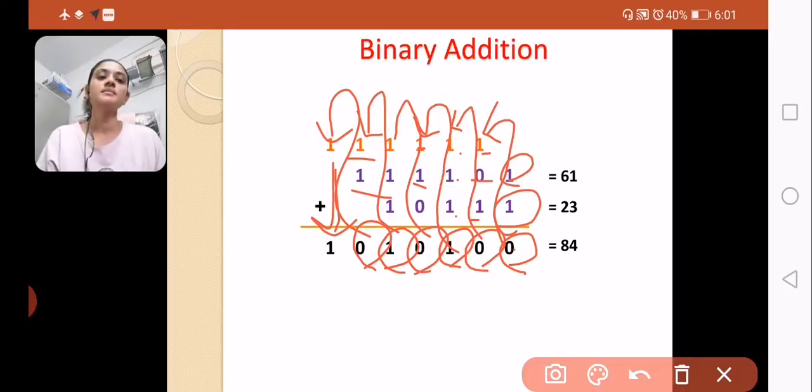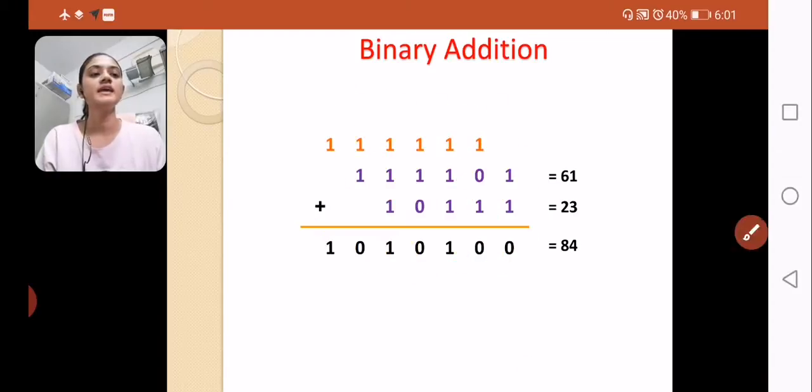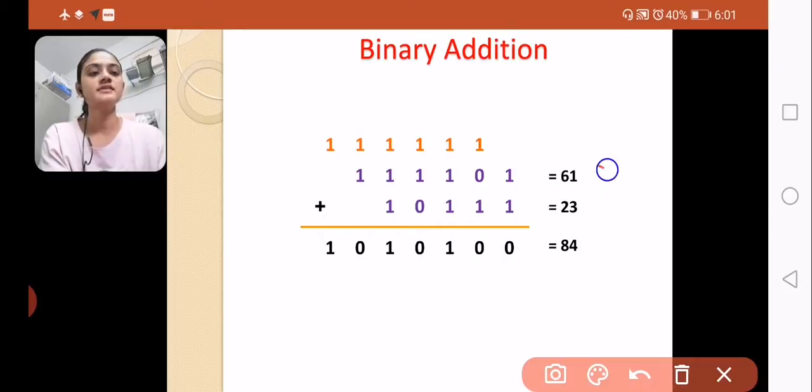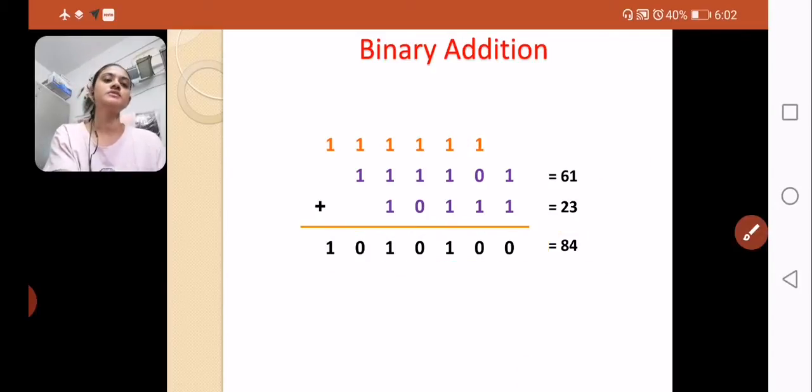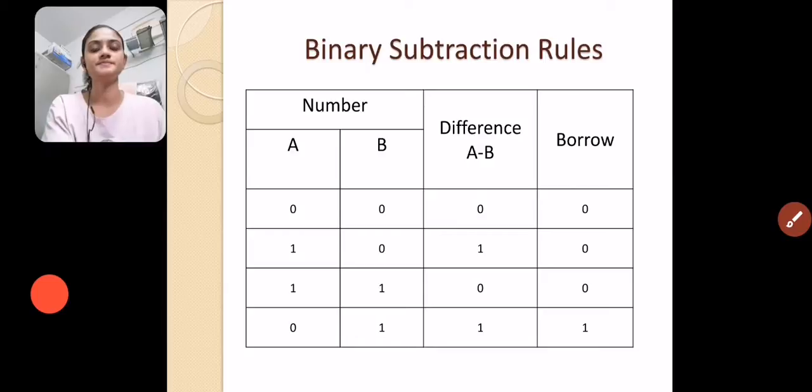So you must remember the binary addition rules table, and then you can apply it in any example and solve it very easily. By converting it into decimal, you can cross check your answer. 61 plus 23 gives 84. So this is the binary equivalent of 84, right? So this is very simple.